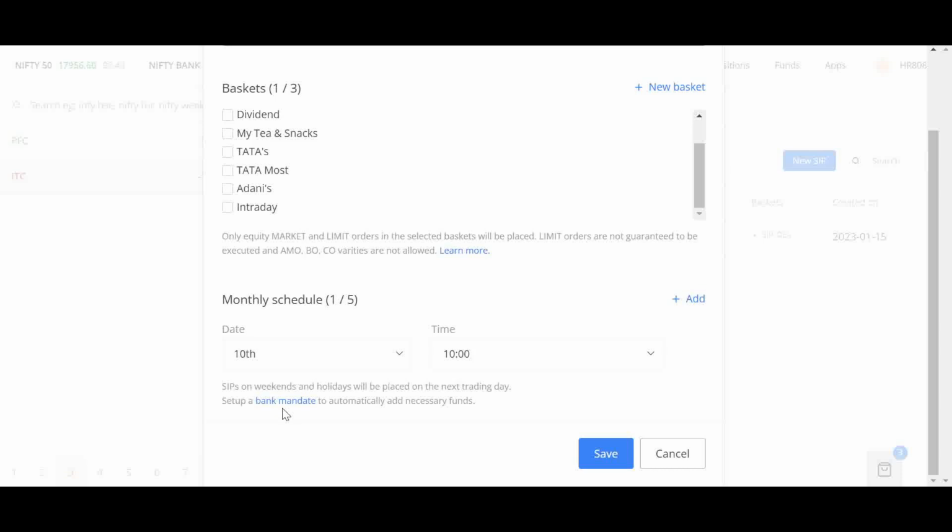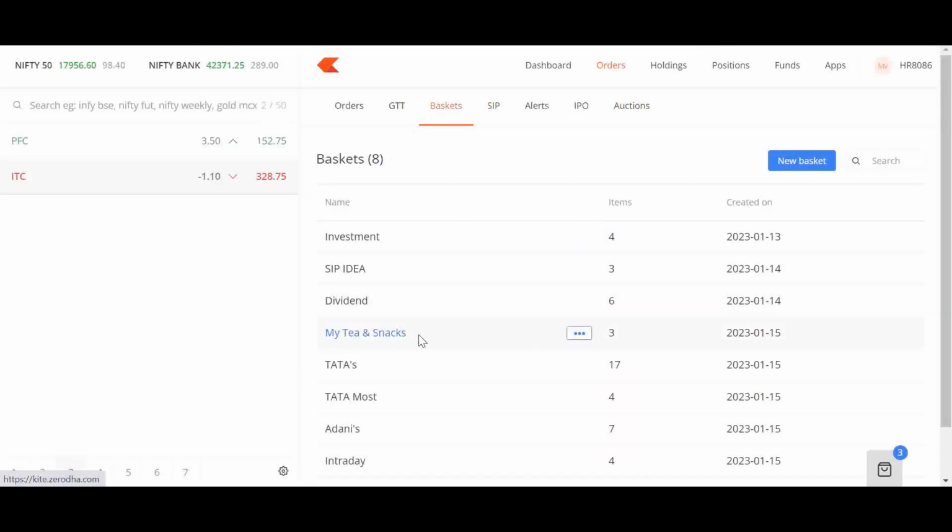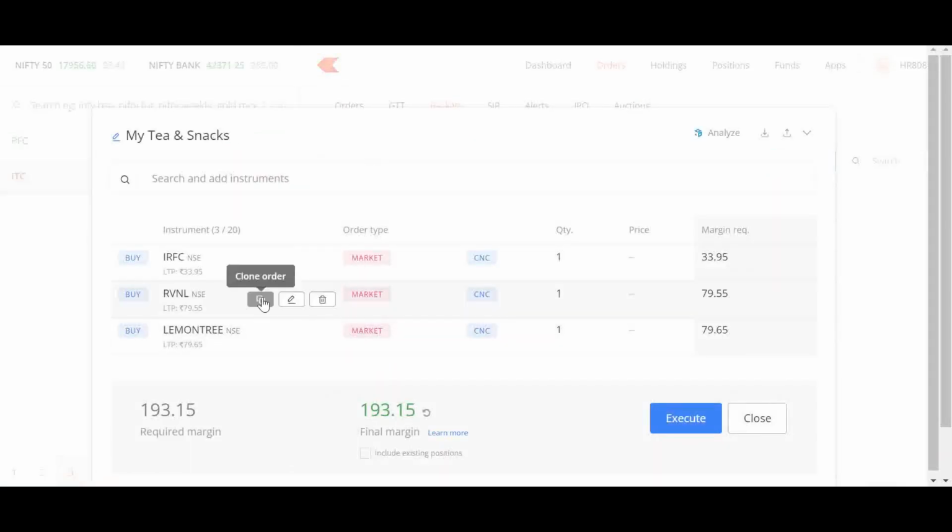These plans are very useful for retail investors, and in case you have less money with you, you can use these kinds of techniques. Let's say I have some other techniques which are good for investment. I call them T snacks. These are stocks which are trading at a very low value and have a good future. These are the stocks: IRFC, RBNL, Lemon Tree, and some other stocks on the list, like PNB. These stocks are trading below 100 rupees.